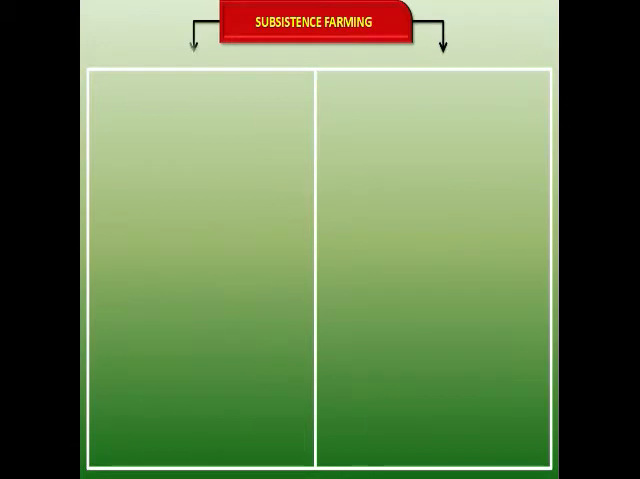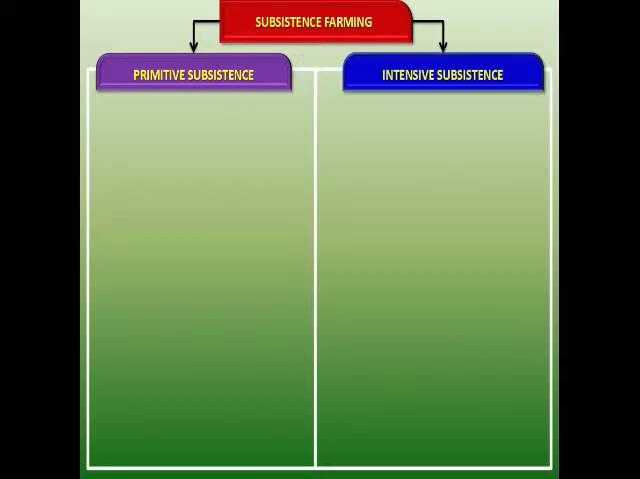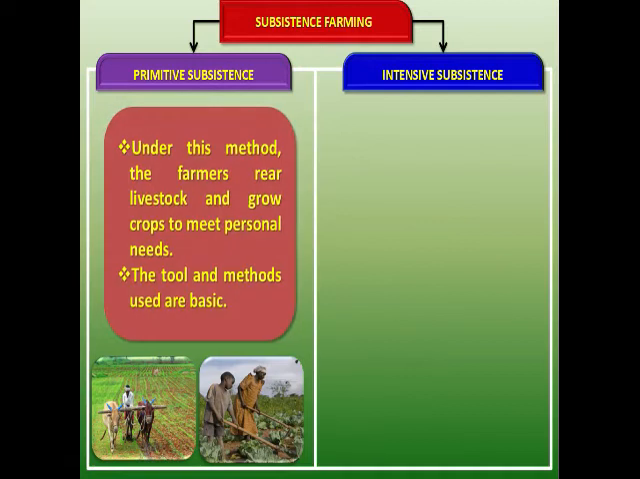The next one is subsistence farming. Further, it is classified into two types. The first is primitive subsistence and the second is intensive subsistence. So what is primitive subsistence? Under this method the farmers rear livestock and grow crops to meet personal needs. The tools and methods used are basic.